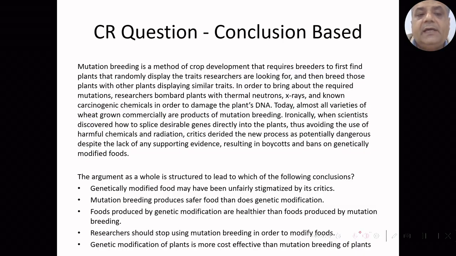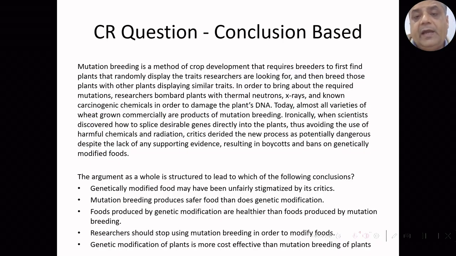Ironically, when scientists discovered how to splice desirable genes directly into the plants, thus avoiding the use of harmful chemicals and radiation, critics derided the new process as potentially dangerous despite the lack of any supporting evidence, resulting in boycotts and bans on genetically modified food. The argument as a whole is structured to lead to which of the following conclusions?